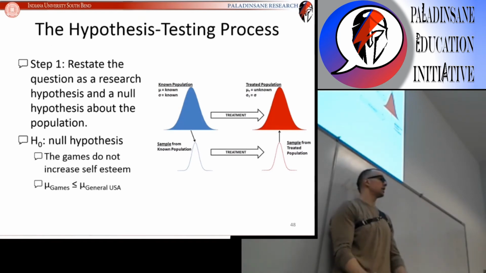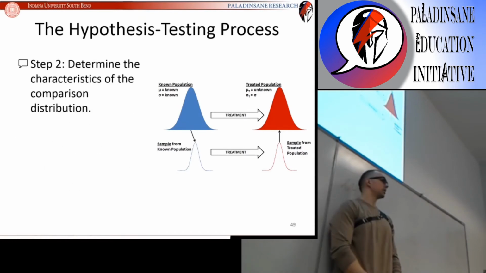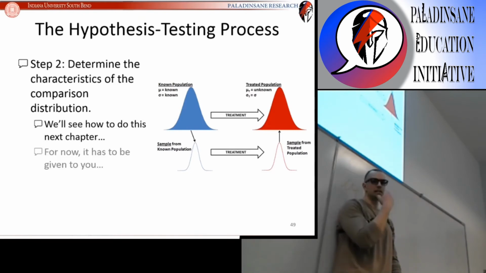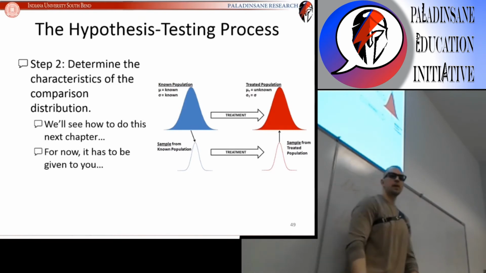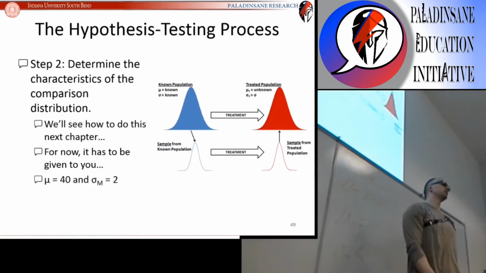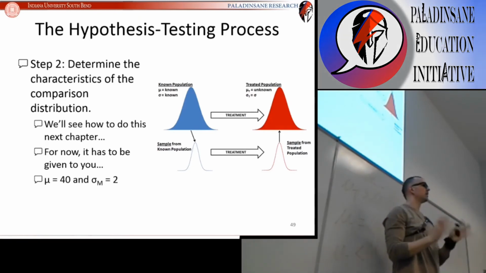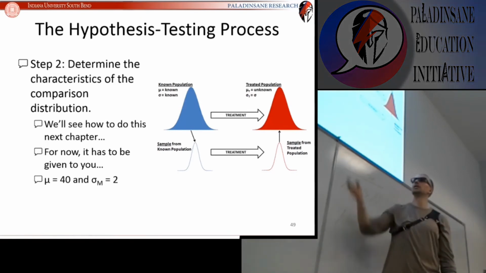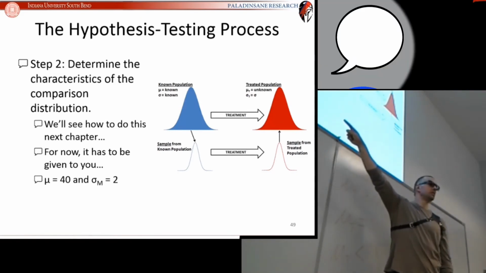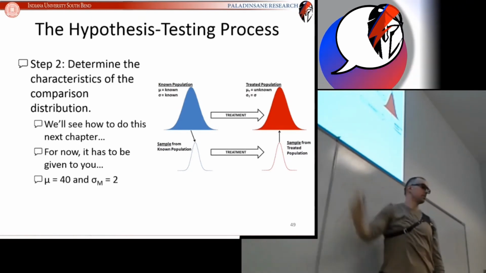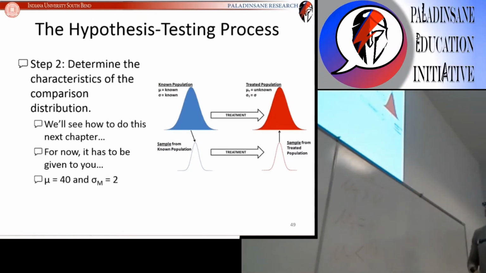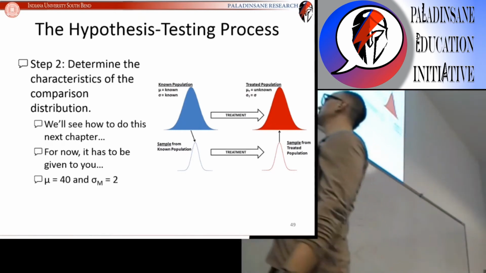Step 2, determining the characteristics of your comparison distribution. We're going to see how to do that in chapter 6, but that does not change. One tail, two tail, that stays the same. So for right now, it's got to be given to you: the comparison distribution has a mean of 40 and a standard deviation of 2. The population has a mean of 40 and a standard deviation of 8. They are two different distributions. That is a distribution of sample means. We have a sample mean and we compare it to a distribution of sample means. Keep that in mind because it's going to be important in the near future. That is our comparison distribution.